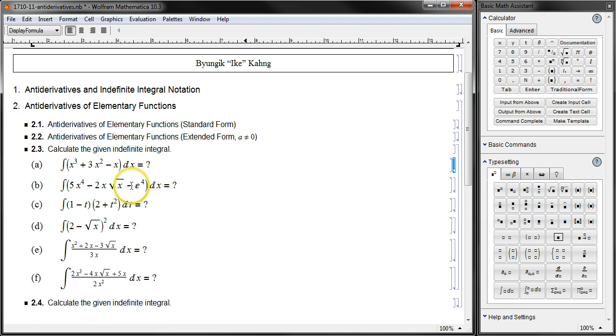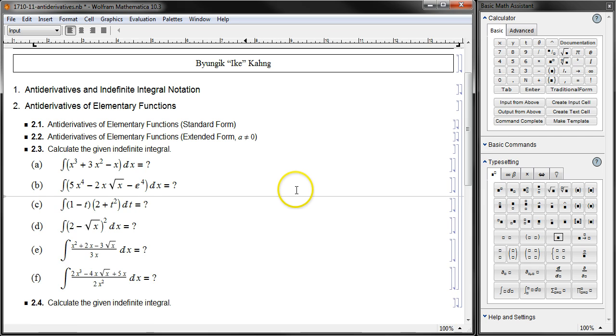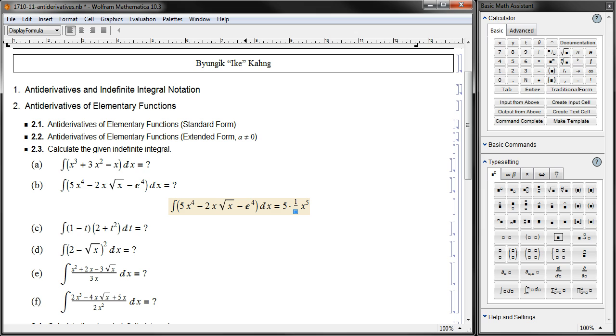How about the next problem? Okay, let's work this one out similarly. Oops, wrong key. Okay. We have to use a power rule. 5x to the 4th power, nice. Okay, let's work it out. 5 times, raise the power by 1, and then divide. That took care of the first term.